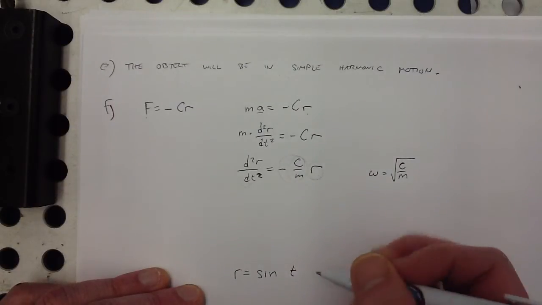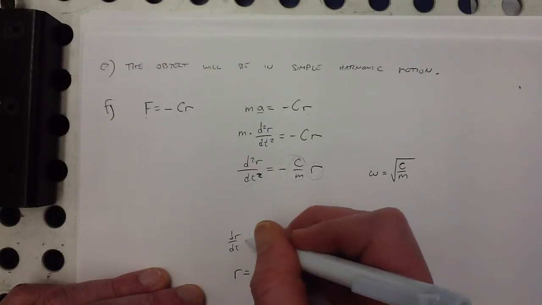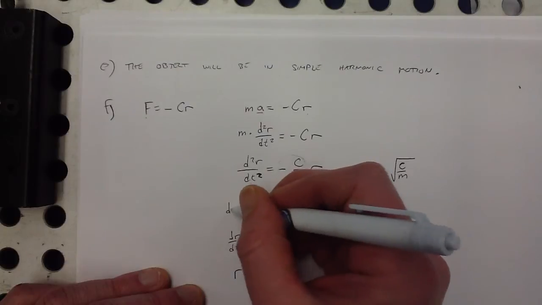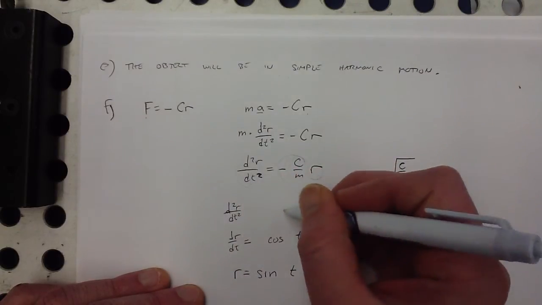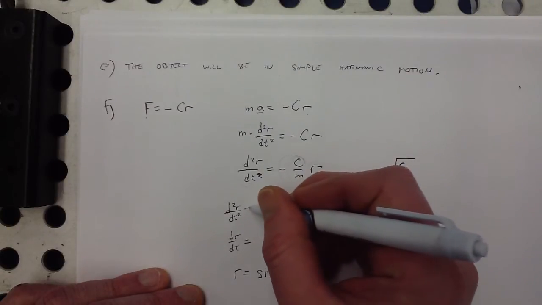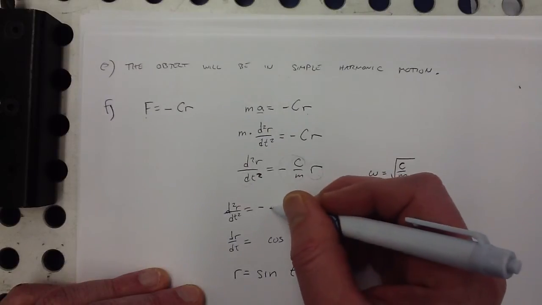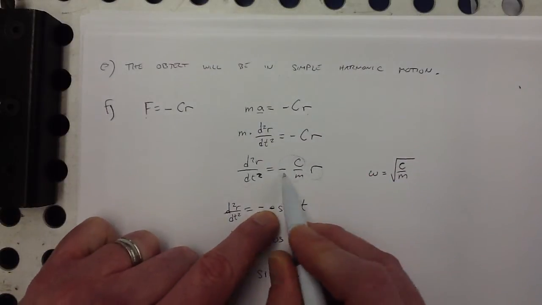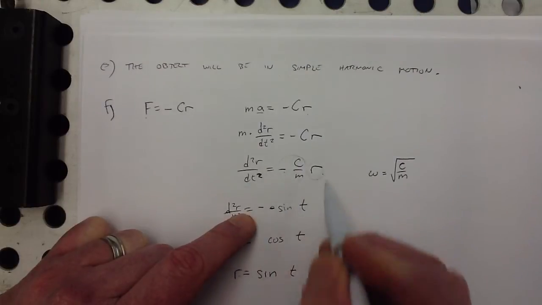Right? But it's not just sine of t. I mean, that would certainly, when we took the two derivatives, give dr dt equal to cosine of t, and the second derivative would be equal to negative sine of t. I mean, that gives us this part, right? That r is equal to this, and its second derivative is negative of the same thing.